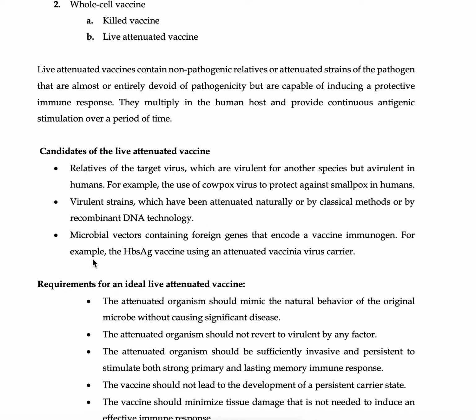Okay. Then another candidate for live attenuated vaccine is microbial vectors containing foreign genes that encode a vaccine immunogen. For example, the HBsAg, hepatitis B surface antigen vaccine, was developed by using an attenuated vaccinia virus carrier. That means the gene of HBsAg was inserted into an attenuated vaccinia virus, and this acts as a vaccine for hepatitis B.